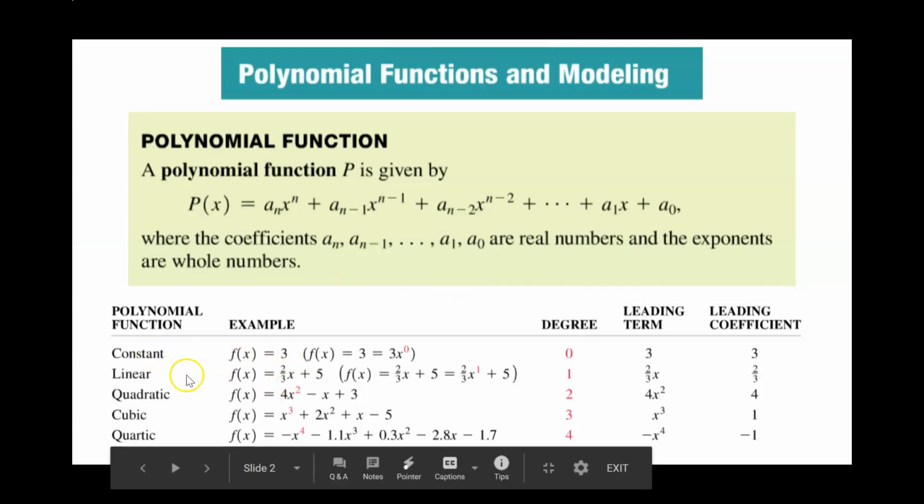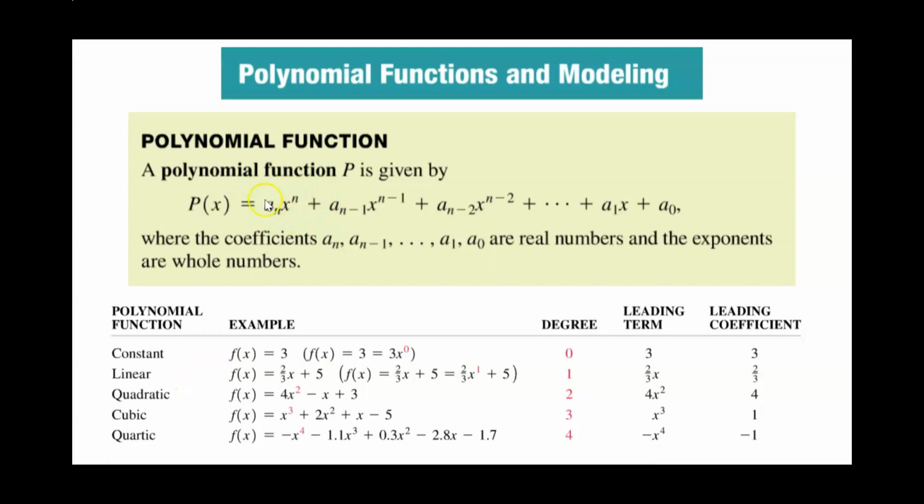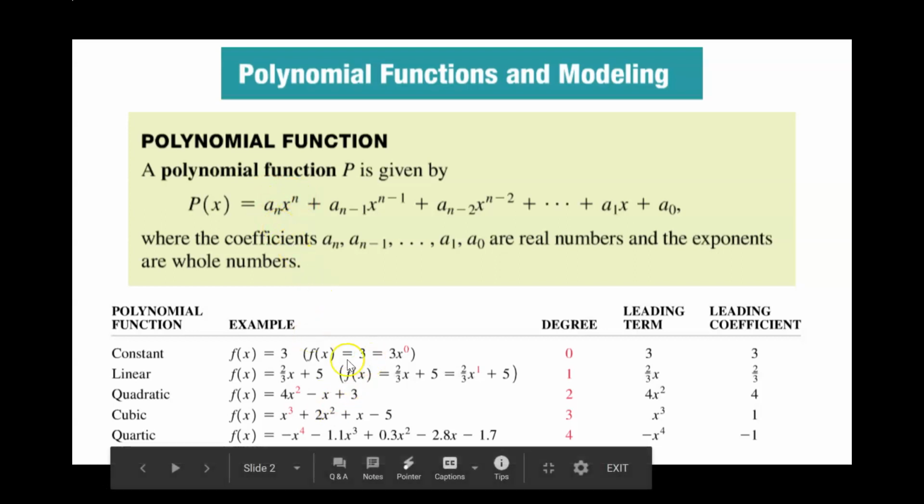So just to give you a few examples, and this is going to be considered to be the leading term that we're going to be focusing on in section 4.1. If you are given a function and it just has a number, it's considered to be just a constant, because if you understand x to the 0, anything raised to the 0 power is 1. So for a constant, the degree is 0. So the degree is what you're looking at, the exponent.